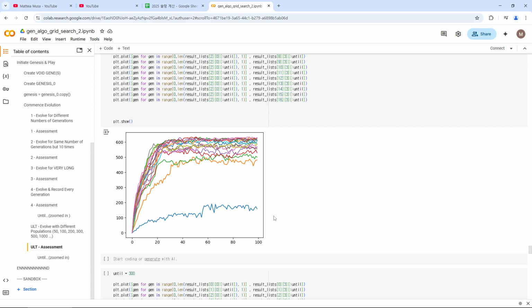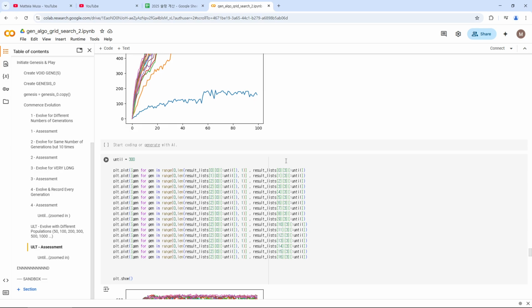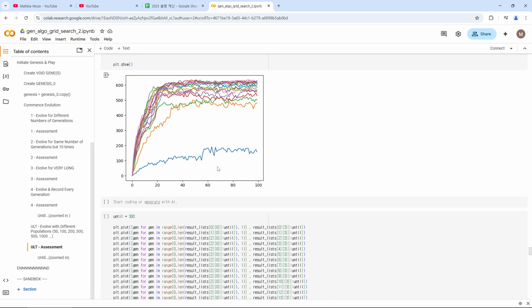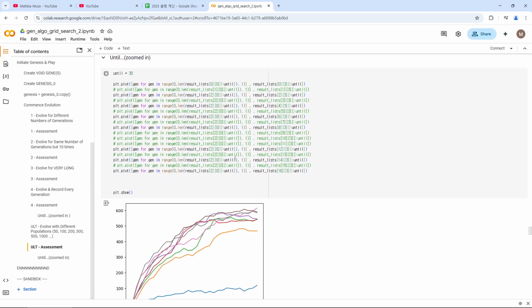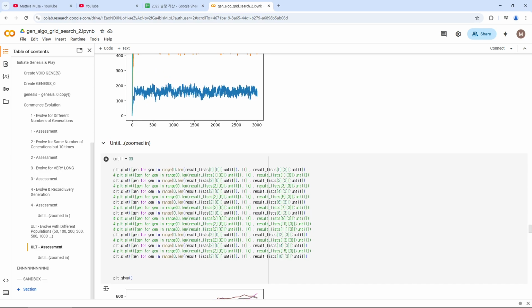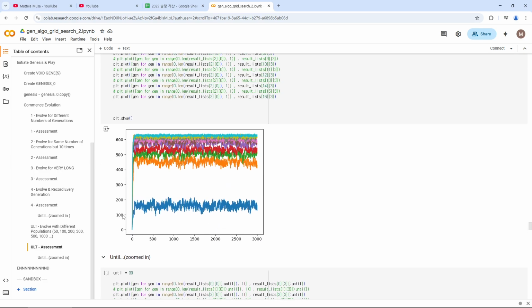10 is definitely not it. Even when given 3,000 generations to evolve, 10 is not the way to go. It just never reaches that. When given this simple algorithm for choosing the parents for procreation, if the initial population is small, it will just not perform.